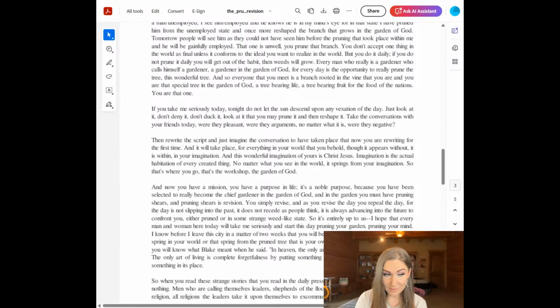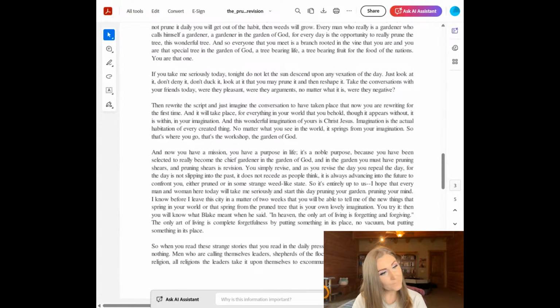You try it. Then you will know what Blake meant when he said, in heaven, the only art of living is forgetting and forgiving. The only art of living is complete forgetfulness by putting something in its place. No vacuum, but putting something in its place. So important.